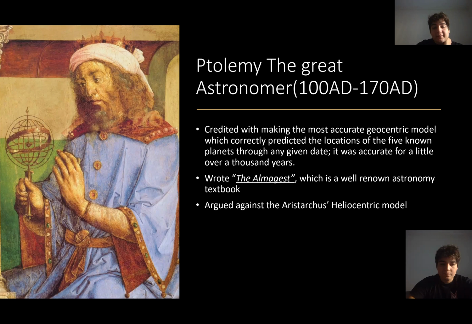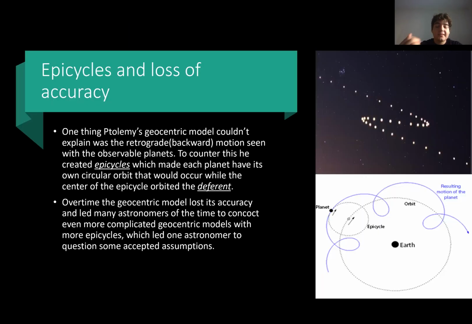He wrote the Almagest, which is a well-known astronomy textbook, which maintained all the details of the model. And his main beef was with Aristarchus's heliocentric model, which was the astronomer of the time pushing Earth isn't the center of the universe. And one thing his model couldn't explain was this retrograde motion presented in the top right. I believe that is Mars doing a little zigzag.